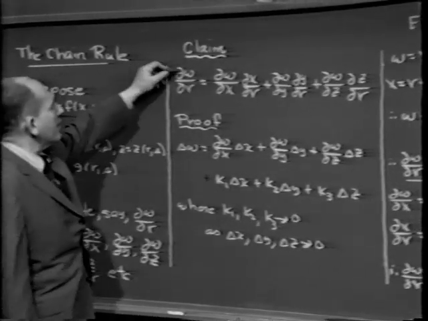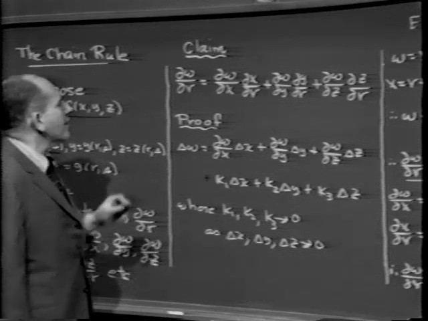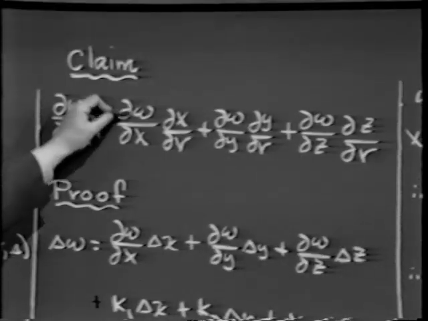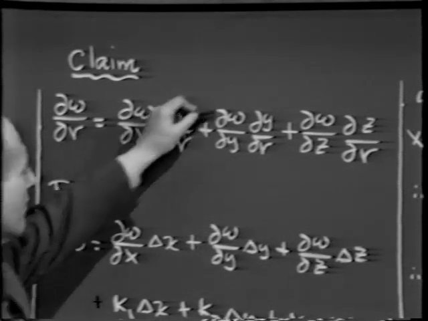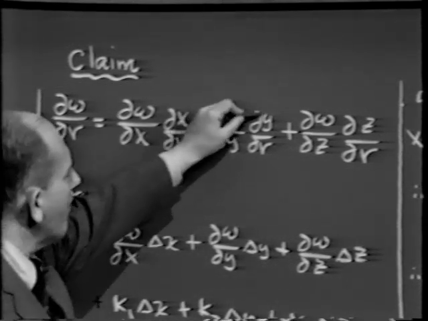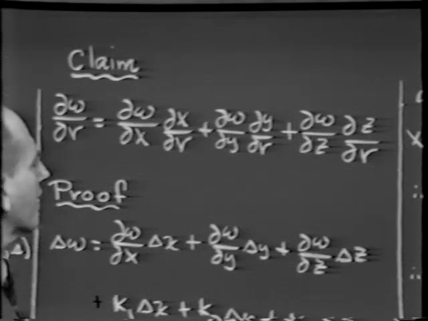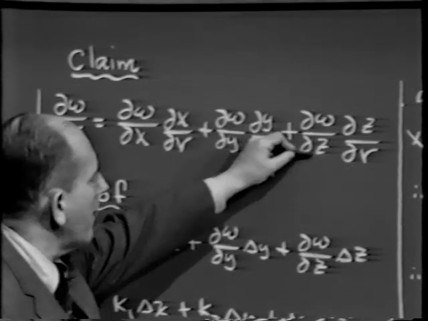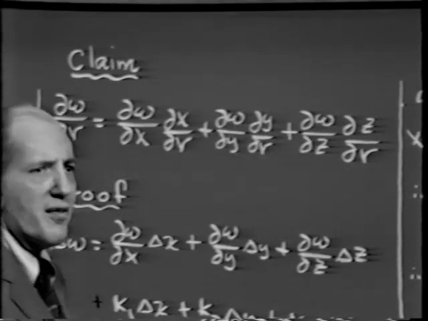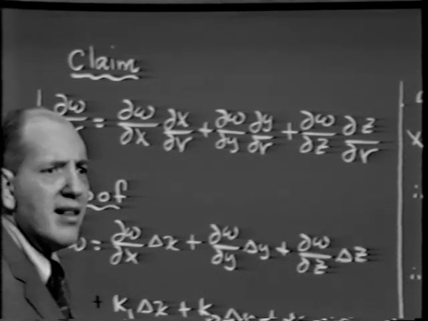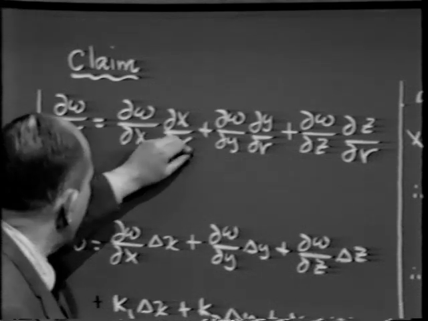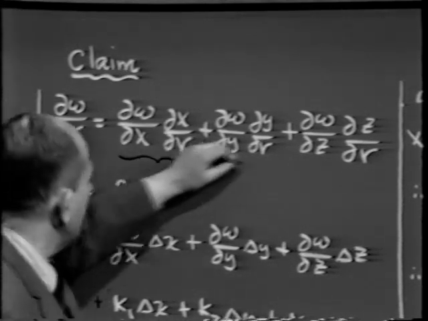Namely, the claim is that the partial of w with respect to r is the partial of w with respect to x times the partial of x with respect to r, plus the partial of w with respect to y times the partial of y with respect to r, plus the partial of w with respect to z times the partial of z with respect to r. And as I say, if you try to memorize that, it's a very, very nasty business. But let's look at this in three separate pieces.